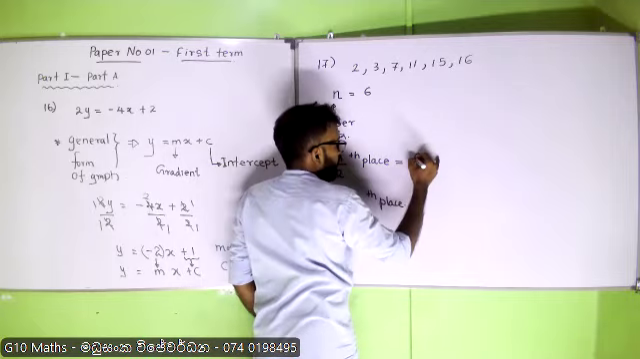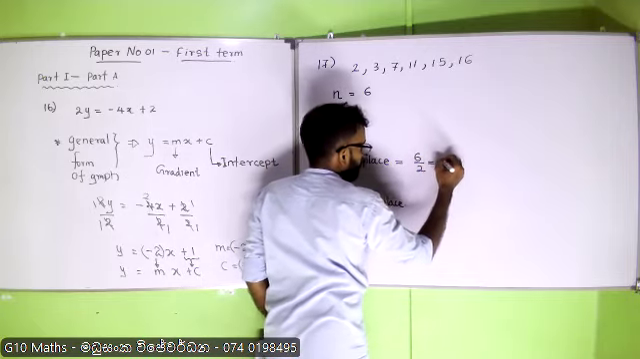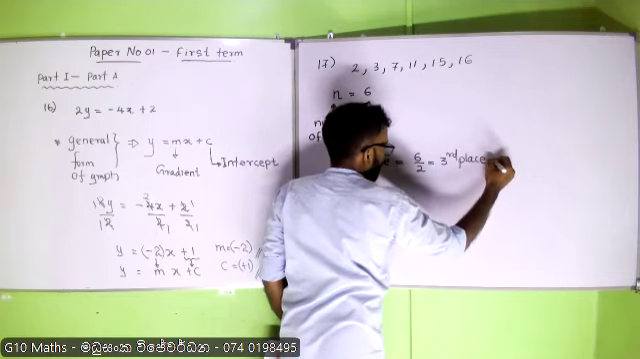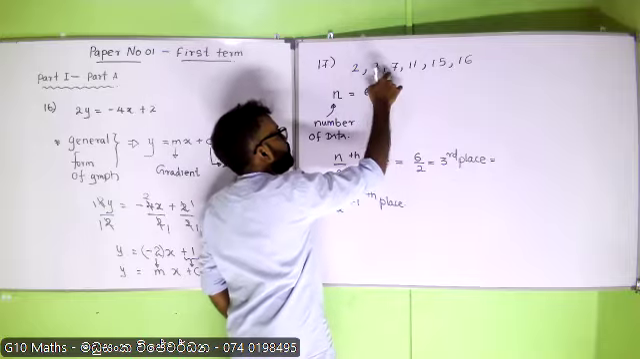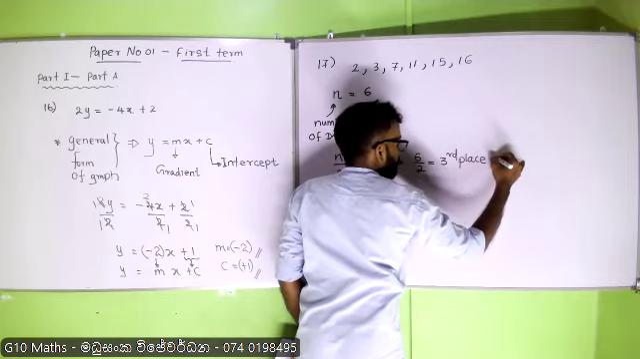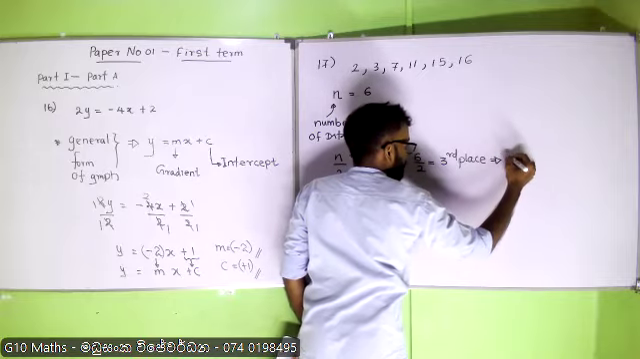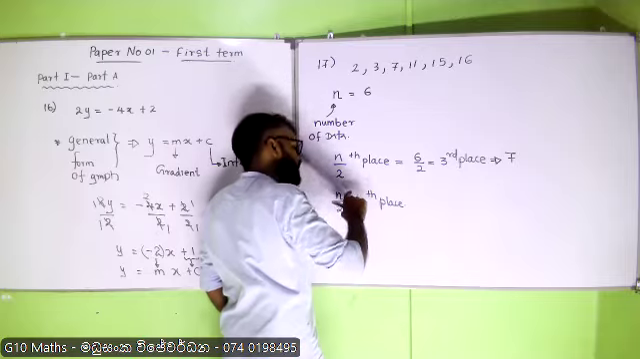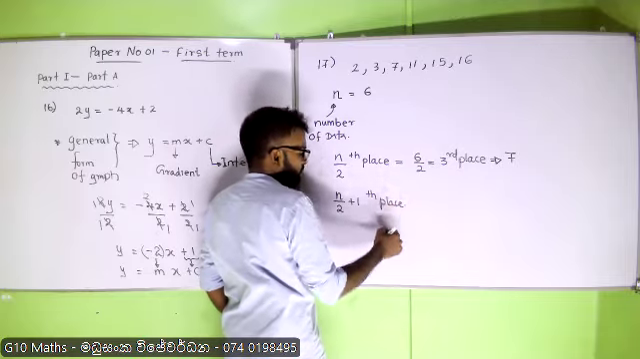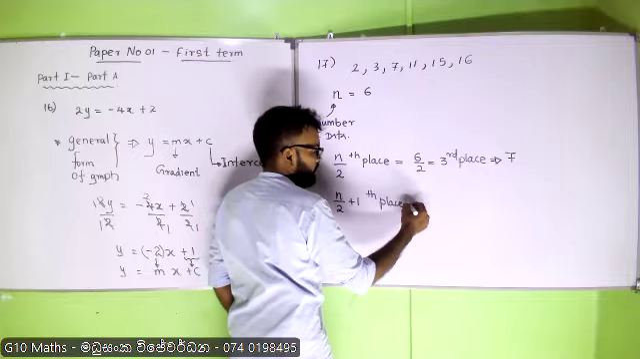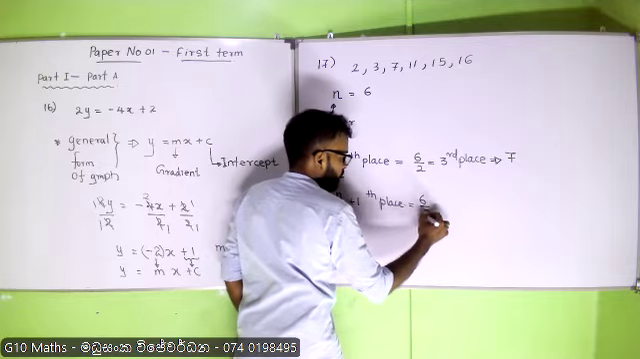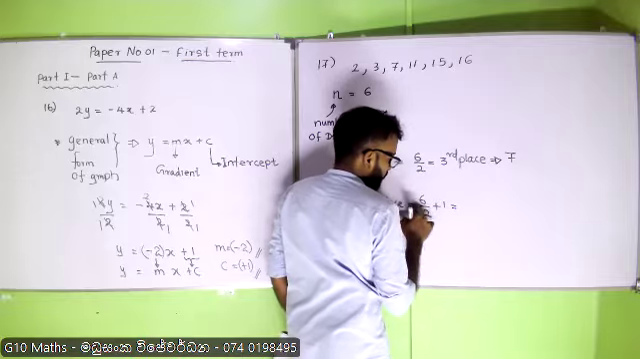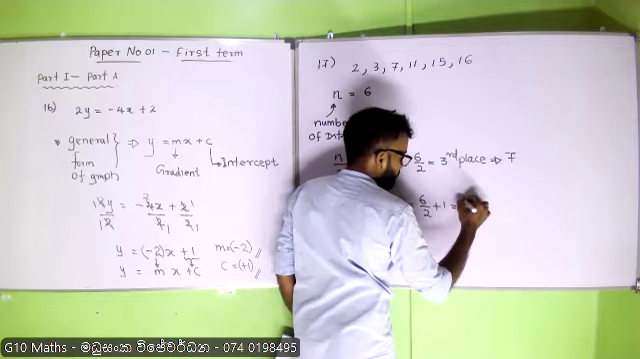n divided by 2, n is equal to 6, so 6 divided by 2 is the third place. In the third place, what is the number you have? 1, 2, 3: it is 7. The n divided by 2 plus 1 place means the consecutive place next to third, which should be the fourth place. So 6 divided by 2 plus 1: 6 divided by 2 is 3, 3 plus 1 is the fourth place.